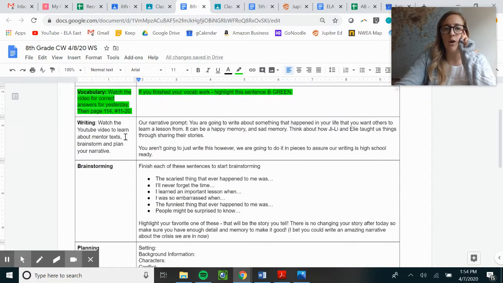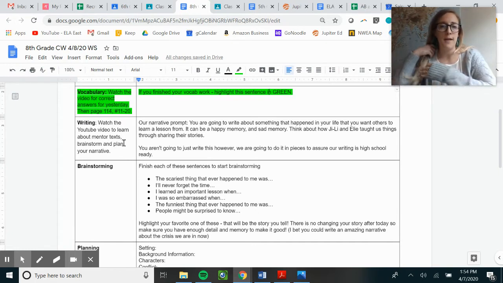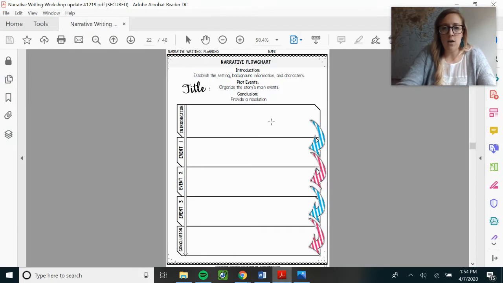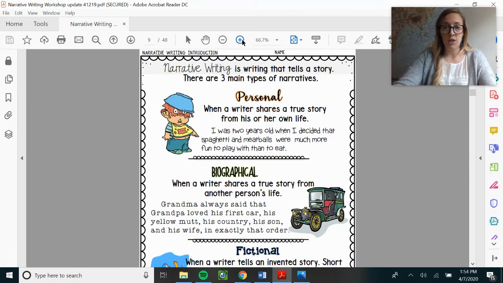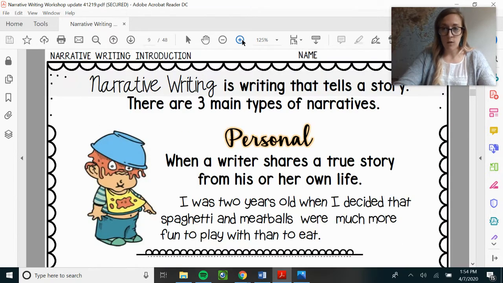Next up, we are going to talk about mentor text, and we're going to start brainstorming to write our own story. Yesterday, you guys showed off your knowledge about the different times to start a paragraph when you're writing, and also about the 5 characteristics that a narrative needs to have. I want to give you a quick refresher here and then some new information.